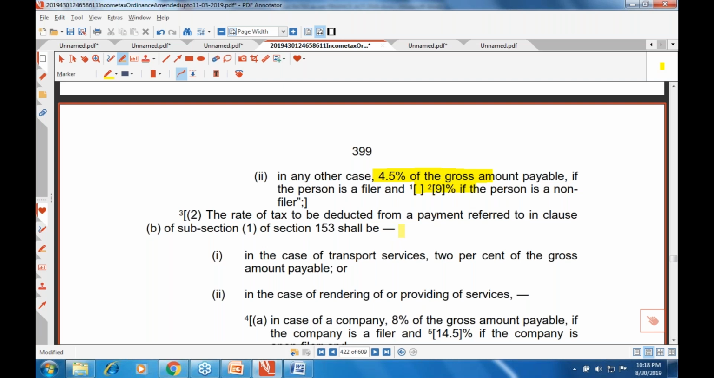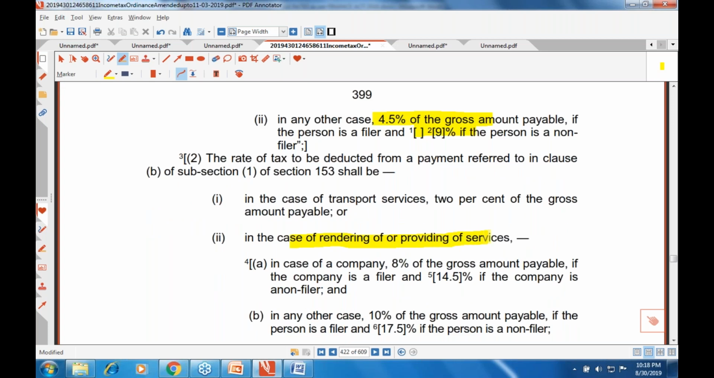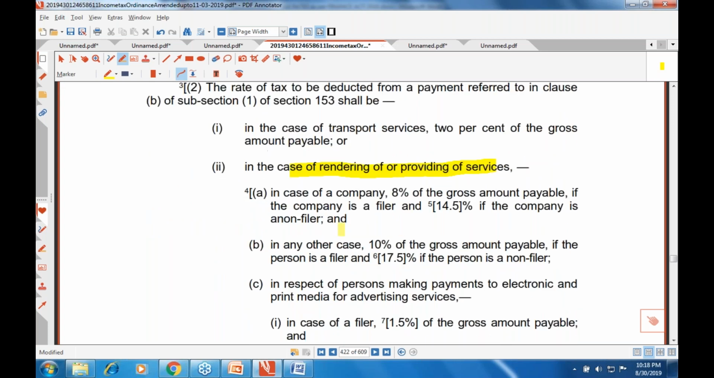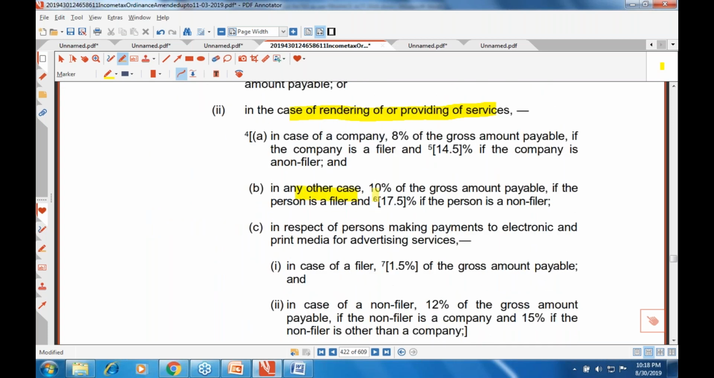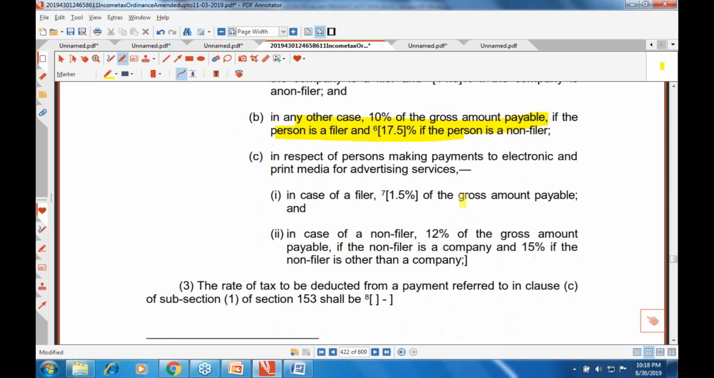Okay. Muhammad Amin is asking when an individual providing accounting service, auditing service falls under section 153B. Yes, he falls under section 153B. So it says in case of rendering of services, in any other case, 10% of gross amount payable if it's filer and 17.5% if non-filer.